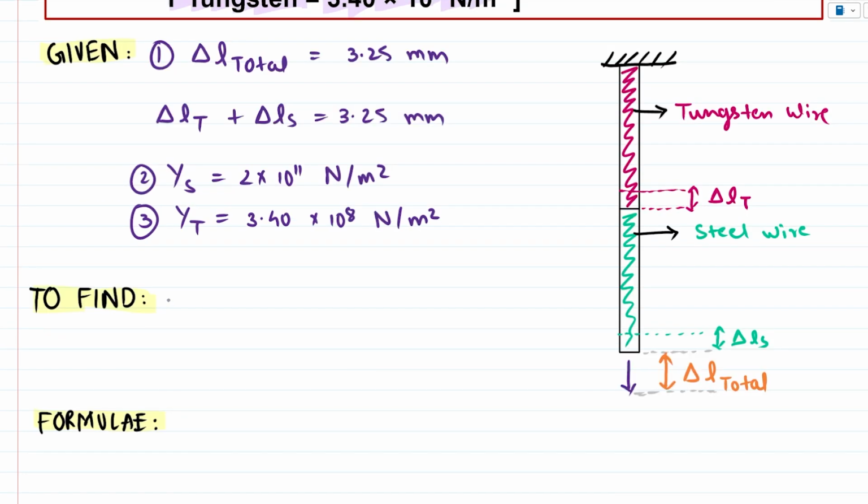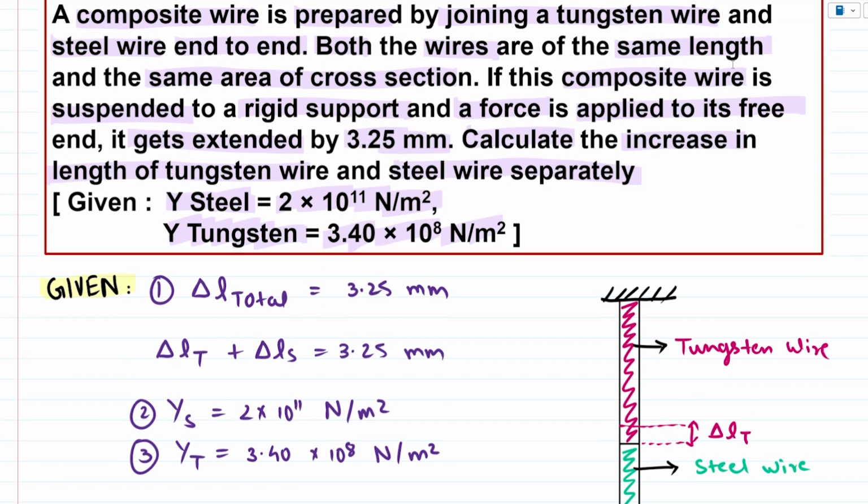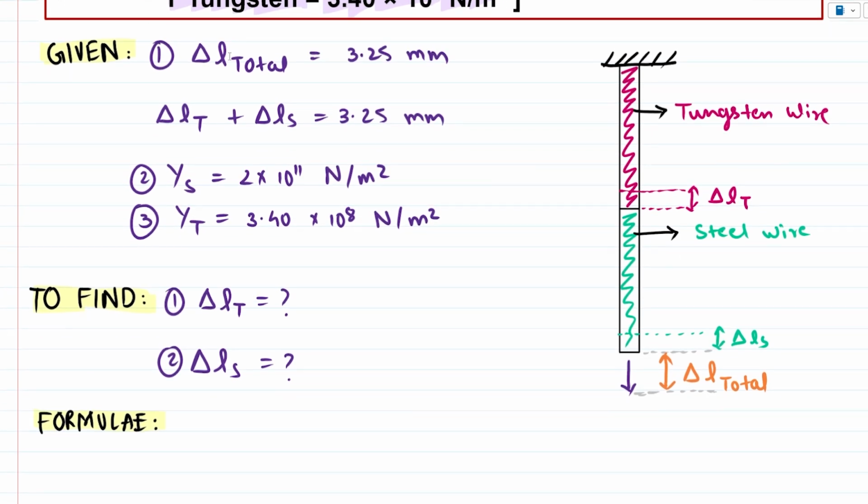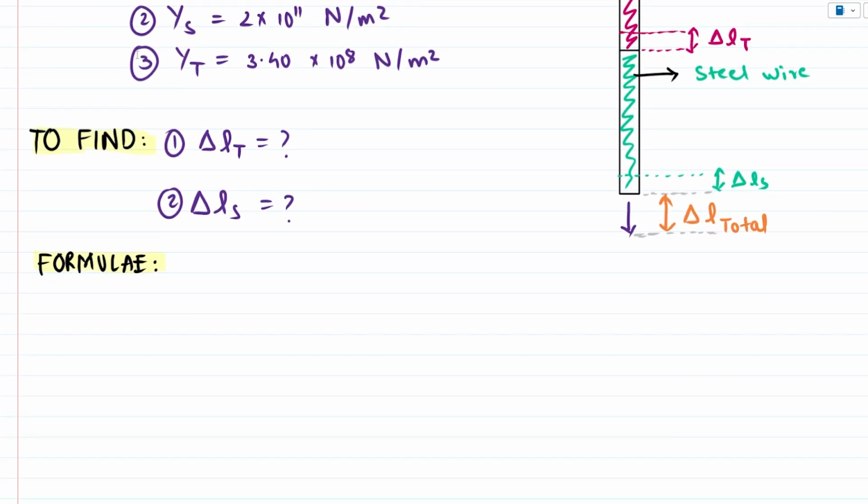And we already know the quantities which we are required to calculate. First is the change in the tungsten wire, so delta LT is what we have to find, and second is the change in the length of steel wire, delta LS. So this is what we have to find, increase or change. ठीक है, so to find clear है, given section clear है. Let's try to understand what sort of formulas we can use.